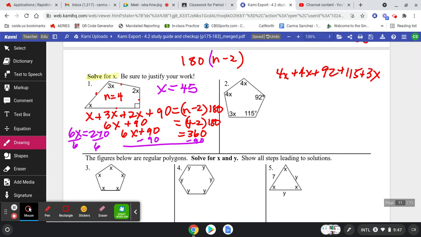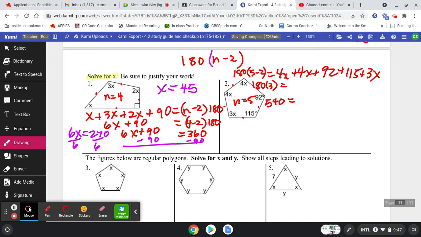Now, what shape is this? 1, 2, 3, 4, 5. This has 5 sides, so it's a pentagon. So we know that this is equal, and by the way, you might know that a pentagon is 540, but if you don't have that memorized yet, we're going to set this equal to 180 times the number of sides, 5 minus 2. Well, 5 minus 2 is 3. So 180 times 3 is, there's our 540.